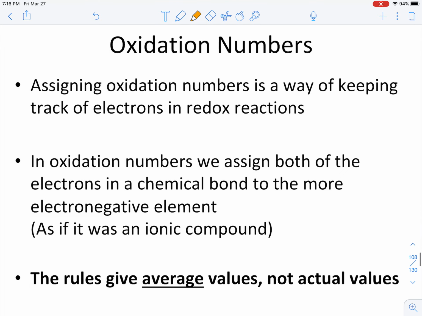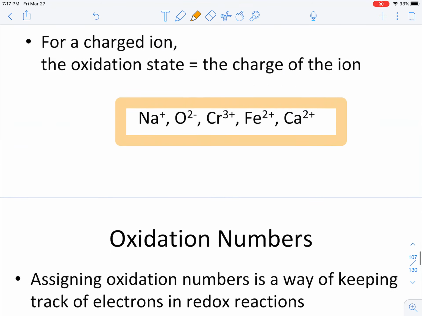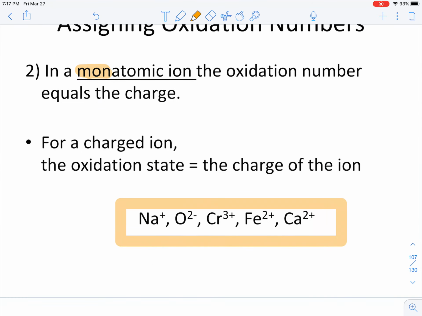All right, so here's a little bit about our oxidation numbers. So assigning oxidation numbers is a way of keeping track of our electrons. The difference between an oxidation number and a charge is that sometimes we have to assign this oxidation number to something that doesn't actually have a charge. So we are giving average values, not actual values. So when we say sulfur might have an oxidation number of +4, that's not a real charge. That really is an oxidation number because sulfur may not actually have that charge. There are certain things that do. For instance, these are all charged ions. The charge is the same as the oxidation number.